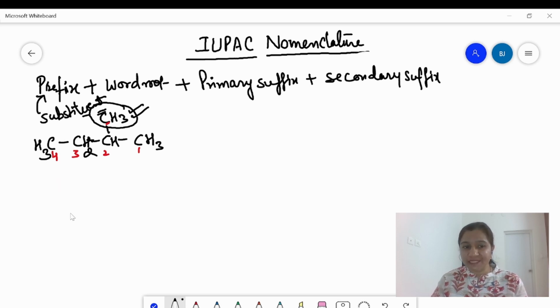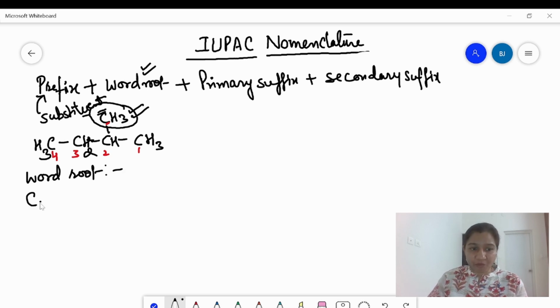So first we always write the position of the prefix along with its name. Okay, second thing is your word root. Now let me tell you the meaning of word root. What is the meaning of word root? Word root basically defines how many carbon atoms you have in the given organic compound.